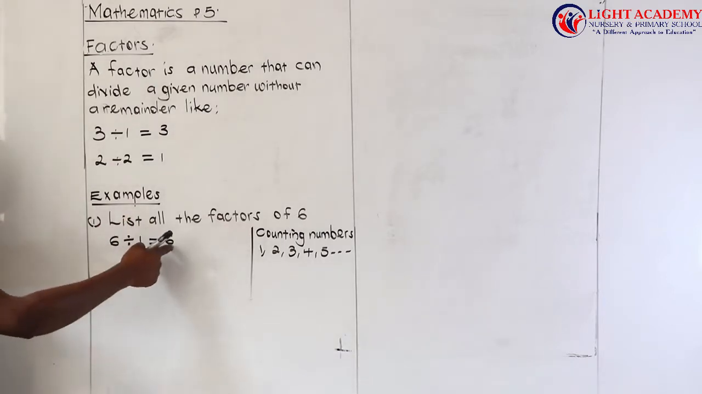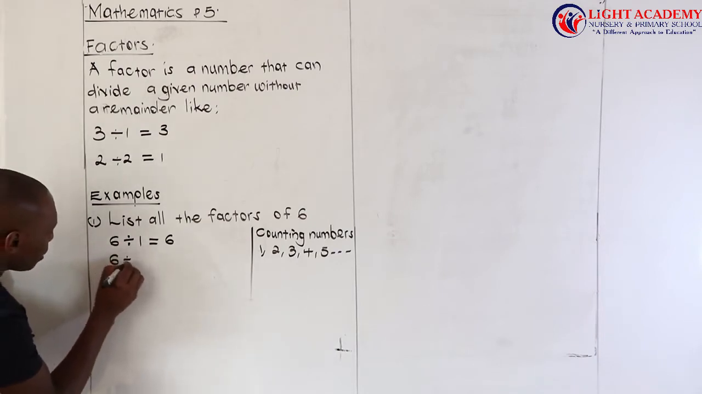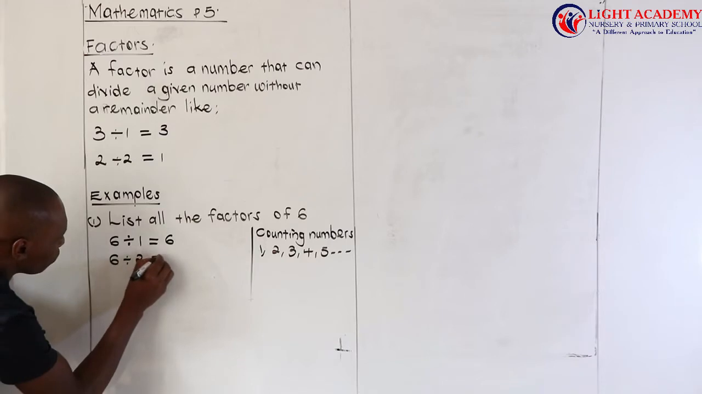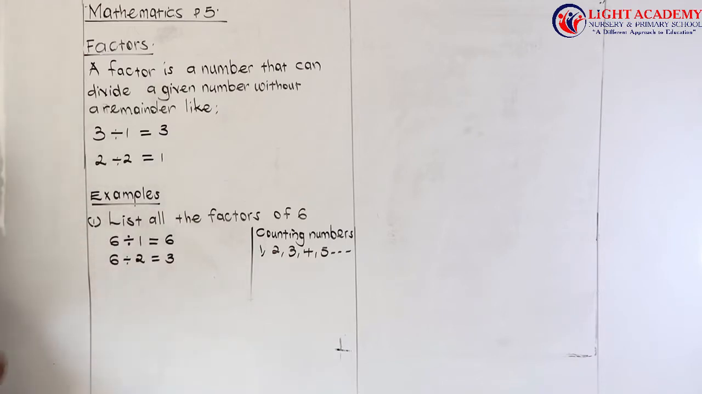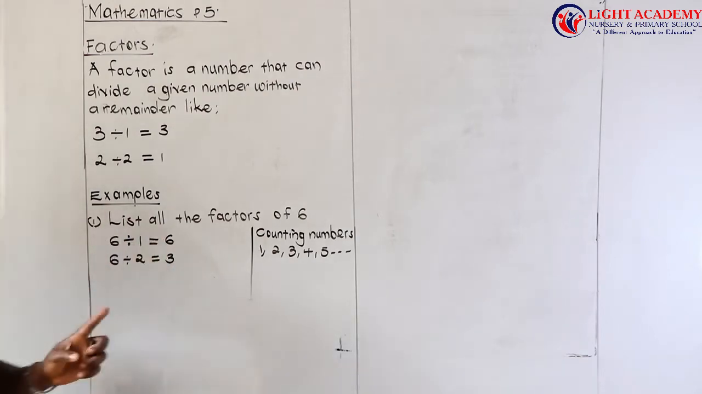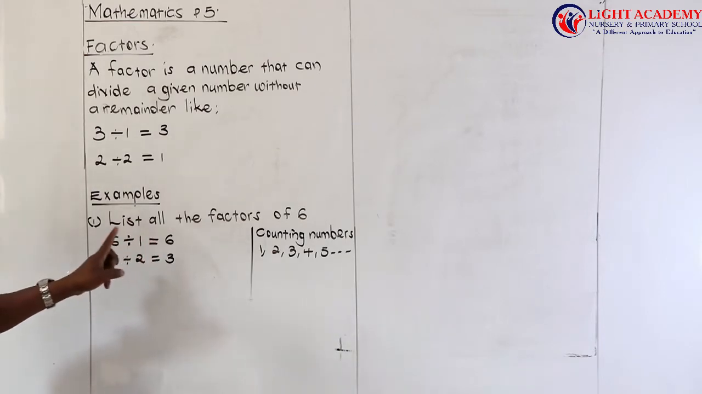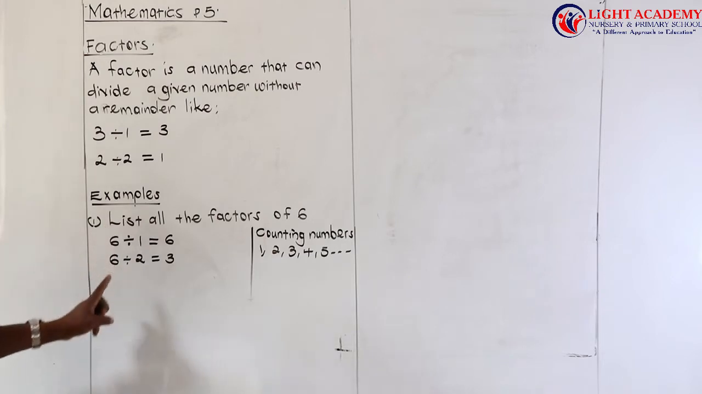So 6 becomes a factor of number 6. I can say 6 divided by the next counting number, which is 2. The answer I get is 3. Okay? Meaning when you give, for example, 6 books to 2 children, each child gets 3 books without a remainder. Therefore, number 2 becomes a factor of number 6.